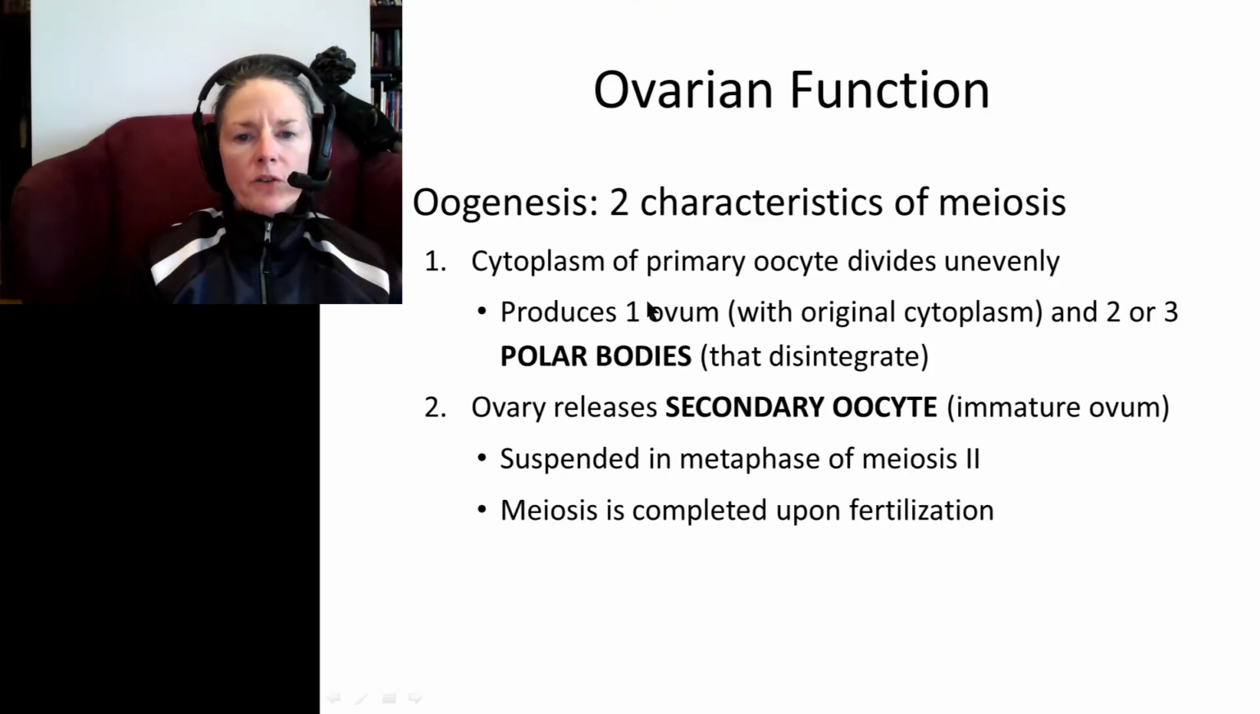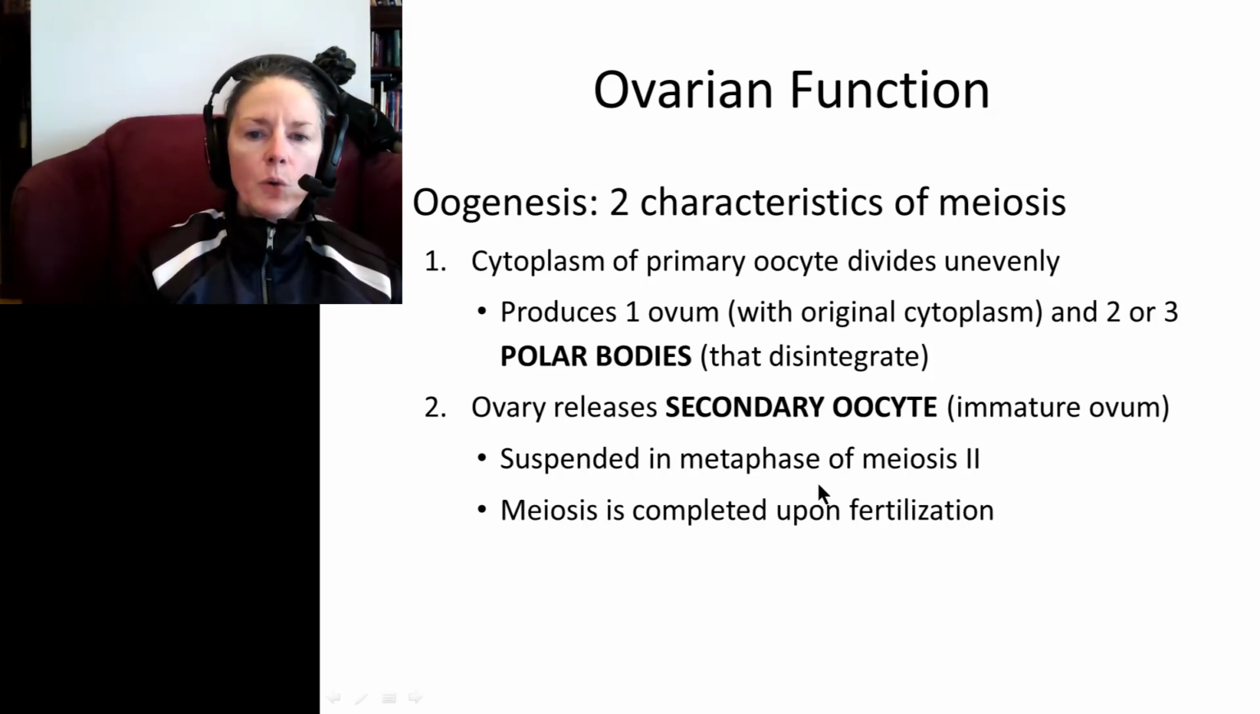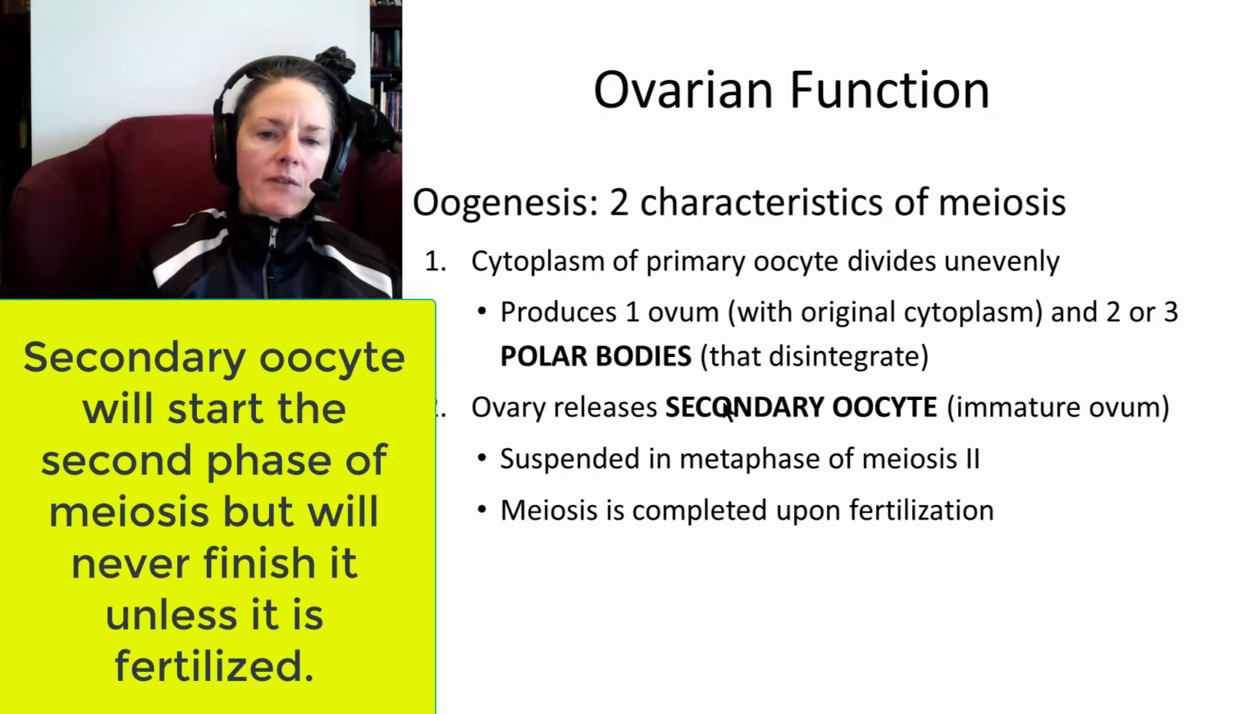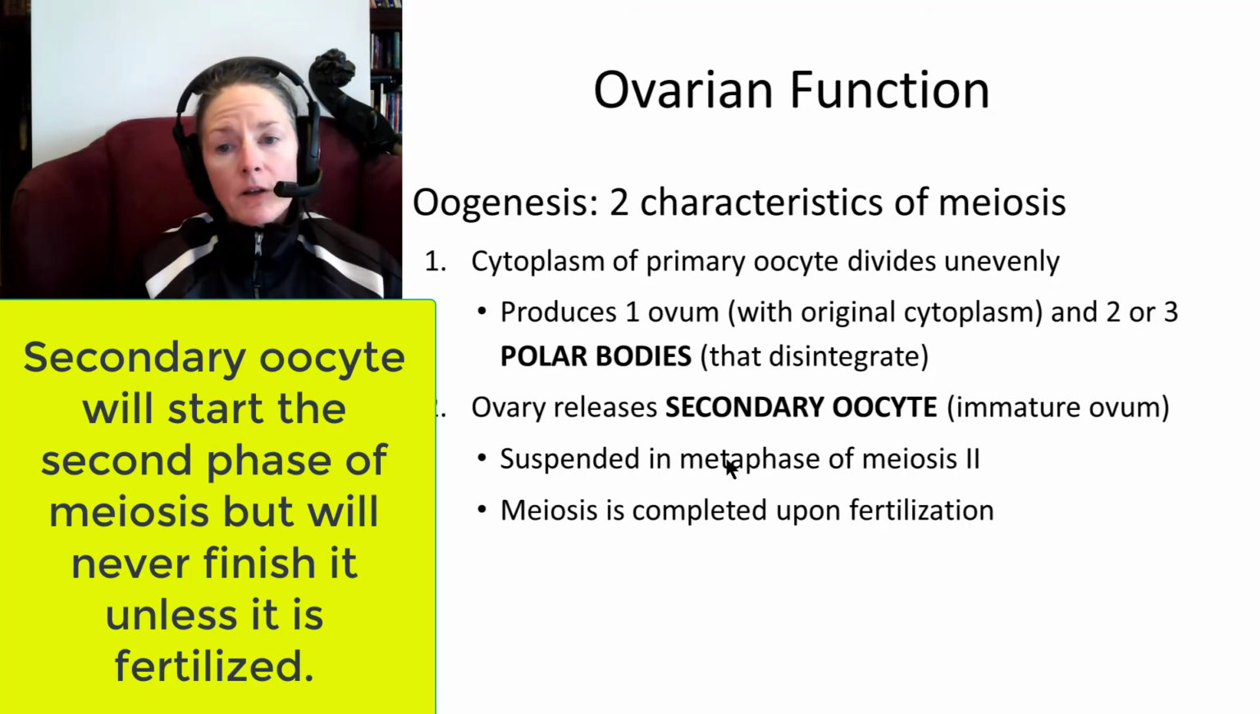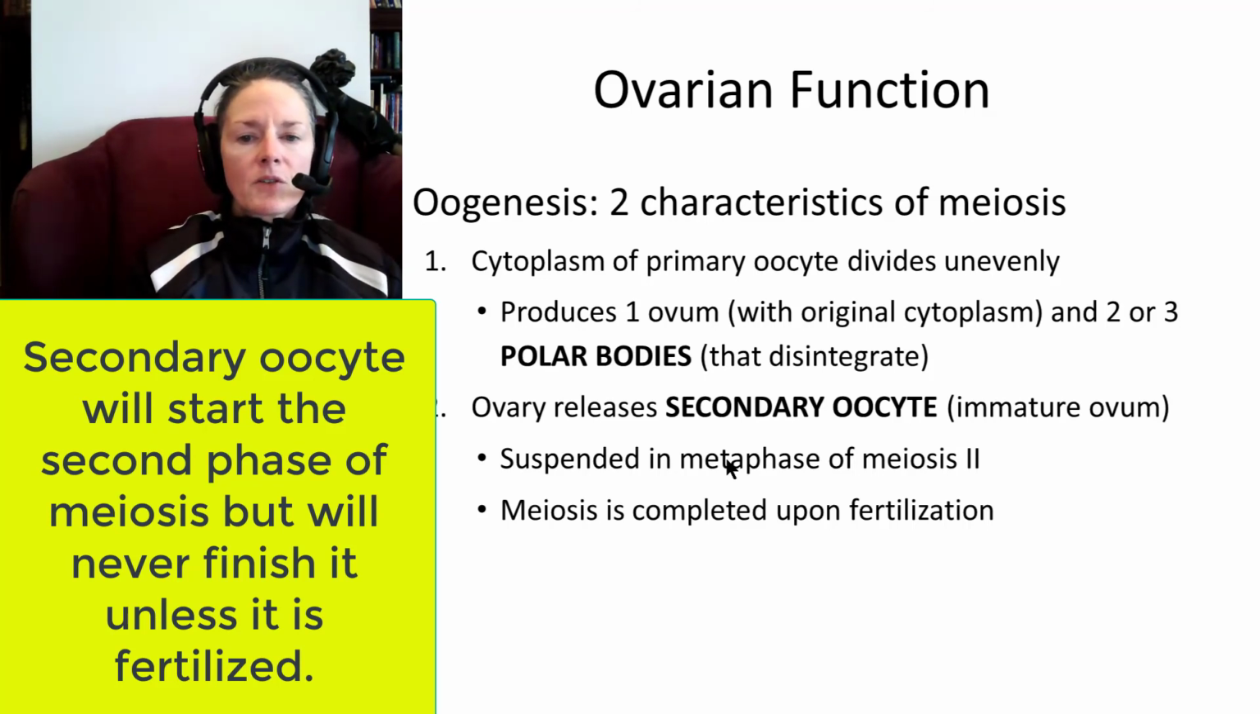So once we have gone through the process of finishing meiosis 1, we're going to go into meiosis 2, and that will be when we have our secondary oocyte. So we're going to get into meiosis 2 at this point, but we're going to stop in the middle of it and be in suspended animation once again. And meiosis will not ever be completed in the oocyte unless it's fertilized. So this is an important point.